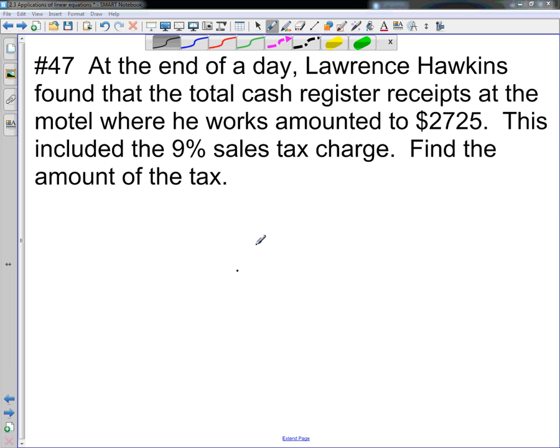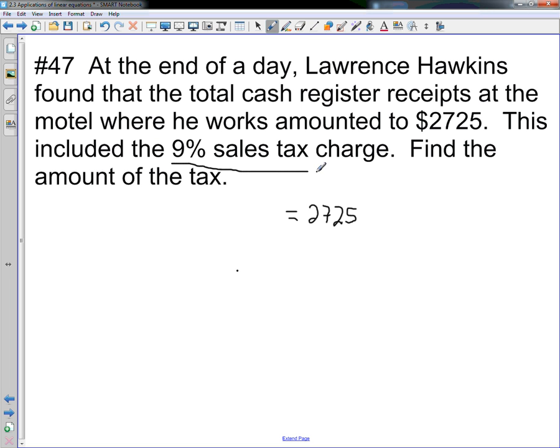Okay, our next problem deals with sales tax and figuring out how to look at the end result and figure out what the original price was. So we have that the total cash register receipts at the motel where he works amounted to $2,725. So that was a total. So let's go ahead and write that down. So total means we're equaling something. Okay, so this included this 9% sales tax charge. Find the amount of tax.